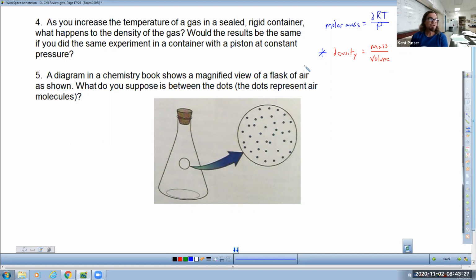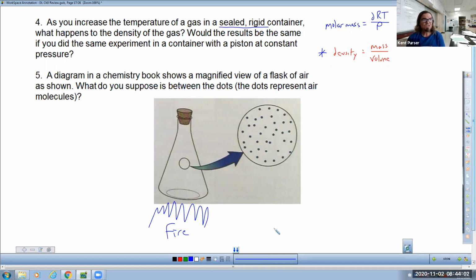As you increase the temperature of a gas in a sealed container, what happens to the density of the gas? Would the results be the same if you did the same experiment in a container with a piston at constant pressure? Let's start with using the container from number 5 as our rigid sealed container, because wouldn't this be rigid and sealed? It's sealed with a rubber stopper or a cork stopper, and it's rigid, meaning that it can't change its shape. So you're going to increase the temperature on this. You put fire underneath it.